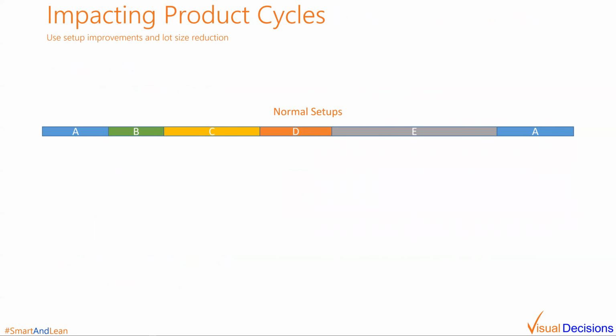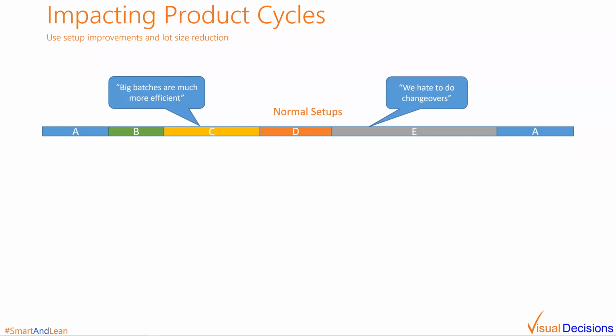So let's look at those product cycles first. I just did a presentation last week on reducing setup times when I talked about this very exact thing. When we look at normal setups and what we hear from traditional manufacturing, if you think about the 1980s and so forth, big batches are much more efficient. Hate to do changeovers, hate plan changes, to be flexible in terms of how much we're producing in a given time period and so forth.